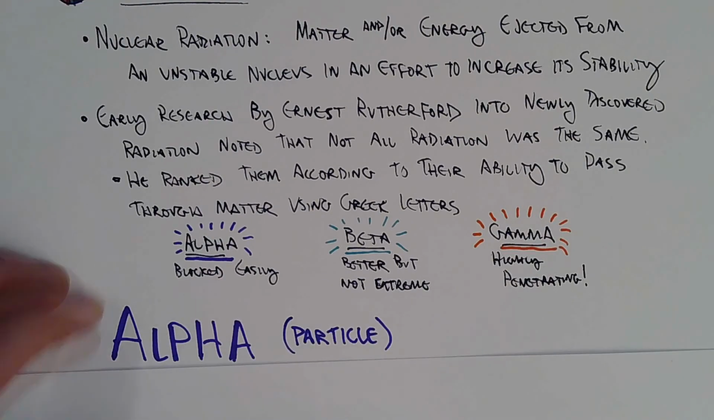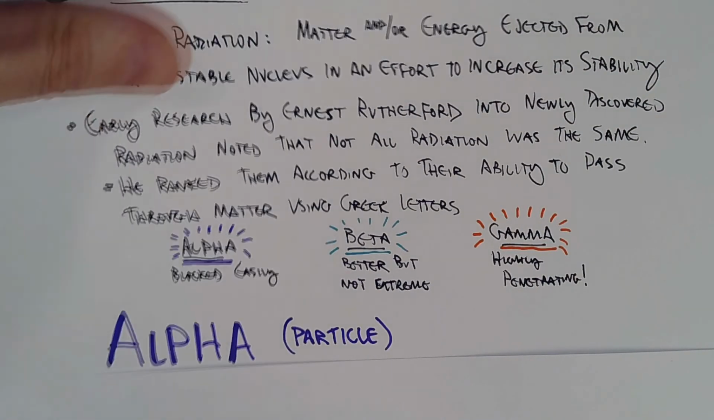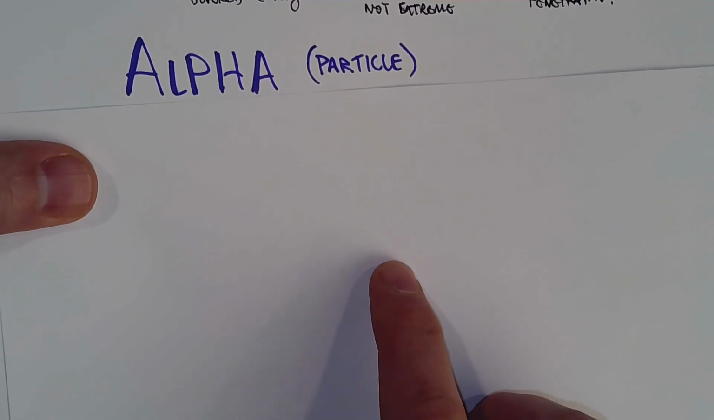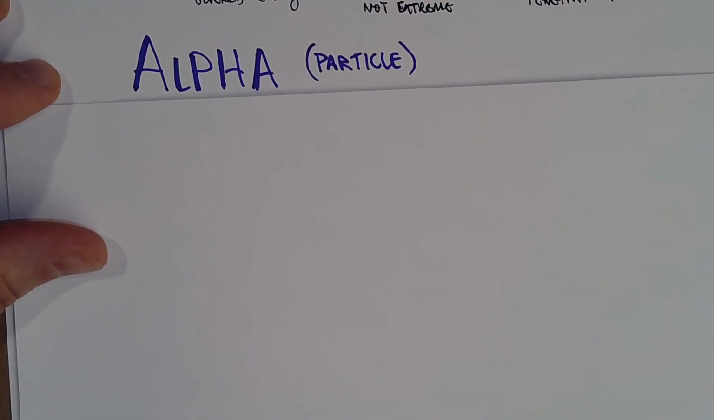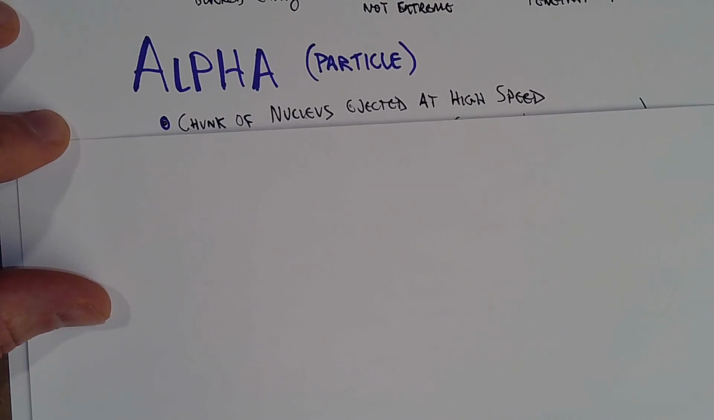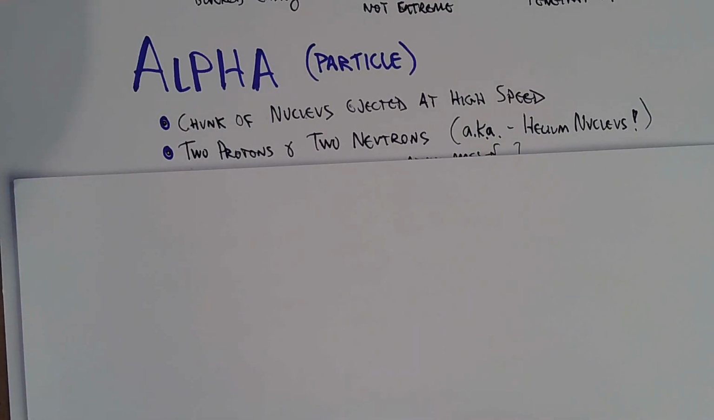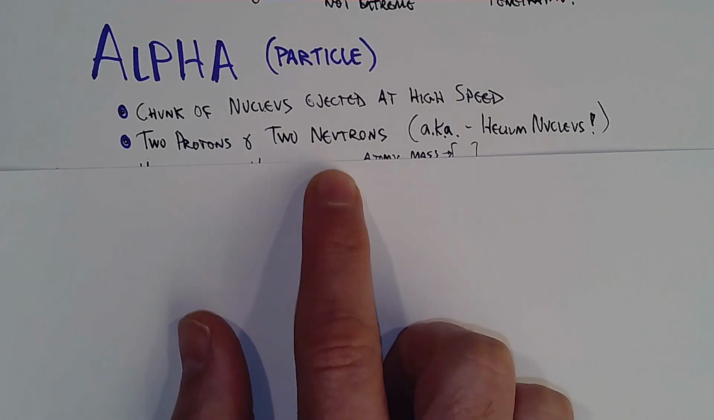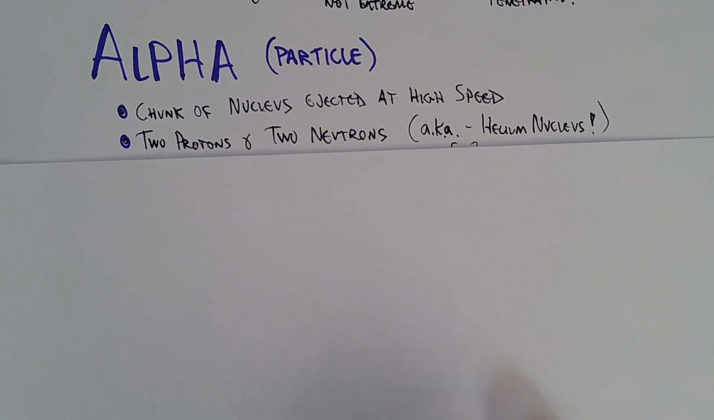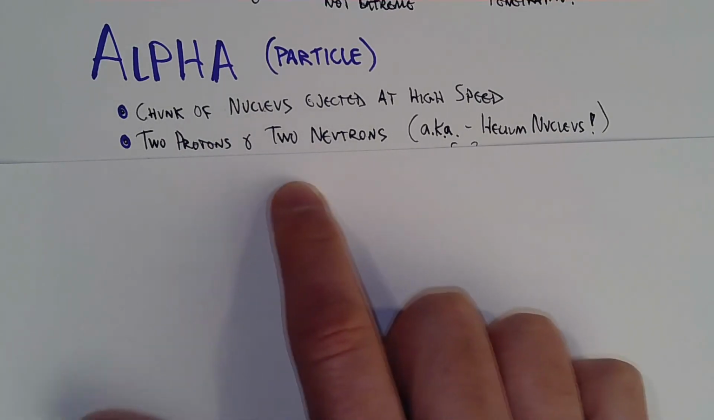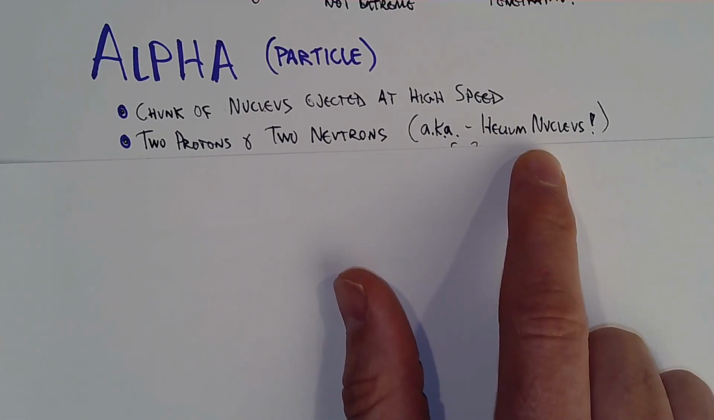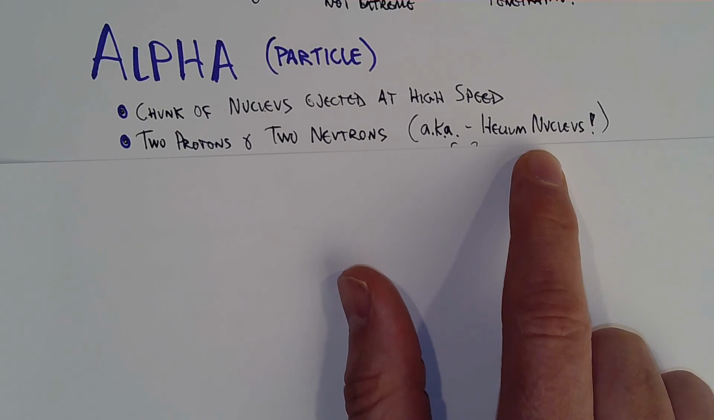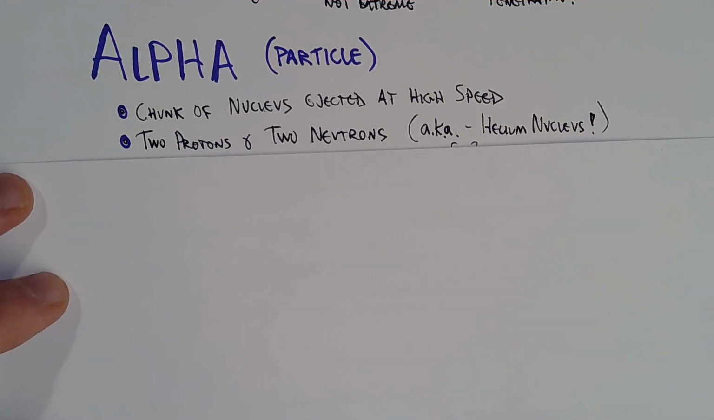All right, the first one is the alpha particle. Alpha particles are basically the heavy hitters. They are very massive compared to all the other types of particles that get ejected from the nucleus. It's a chunk of the nucleus itself that's ejected at a high speed. If we were to analyze that particle, we would see that it's made up of 2 protons and 2 neutrons. And if you are an elementaphile, you would know that 2 protons and 2 neutrons gives you helium. It's the helium nucleus, so there are no electrons associated with it. Helium has an atomic number of 2.